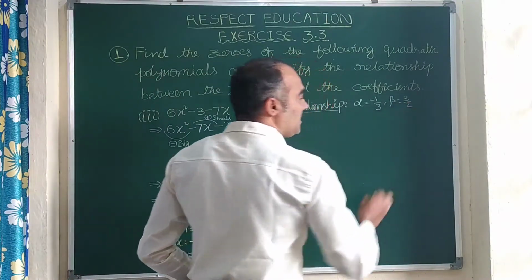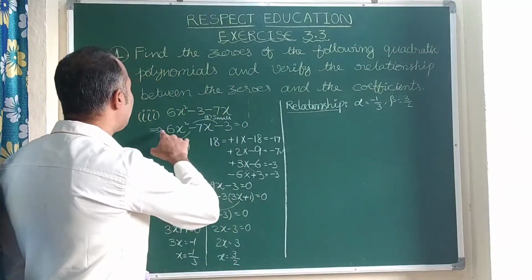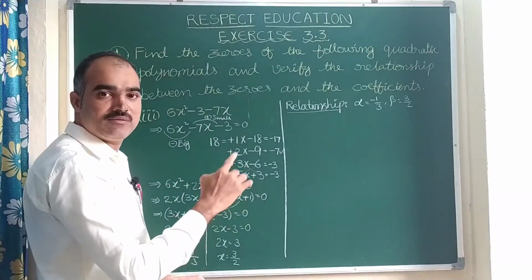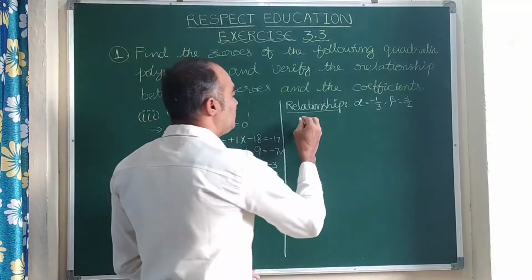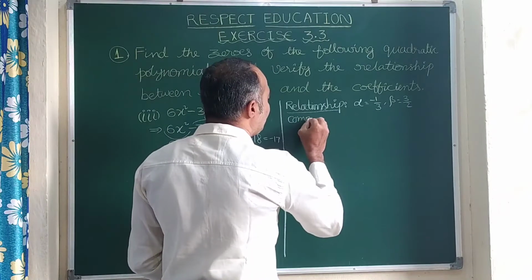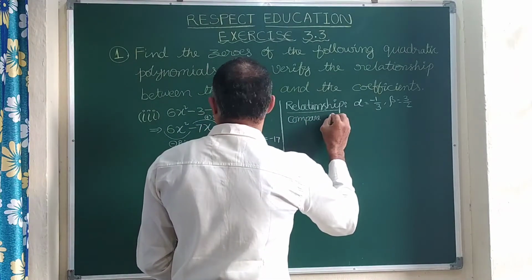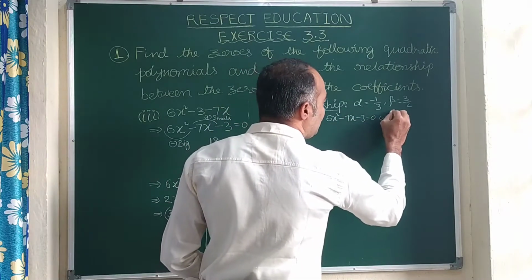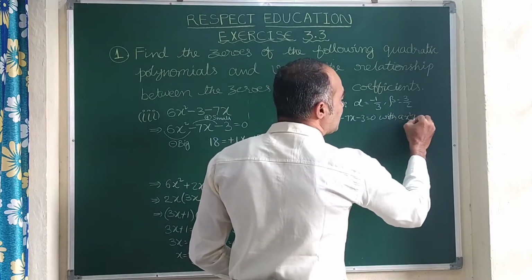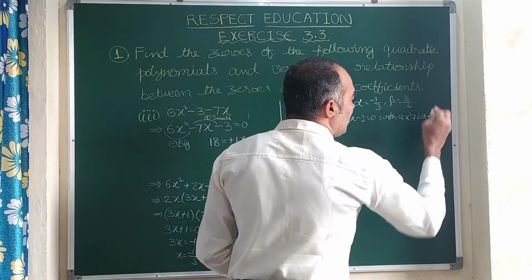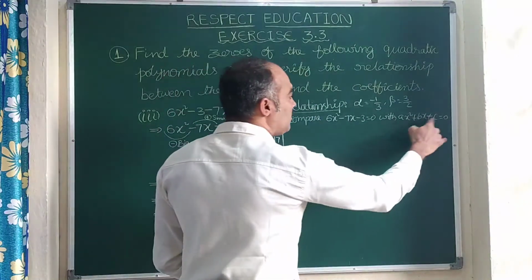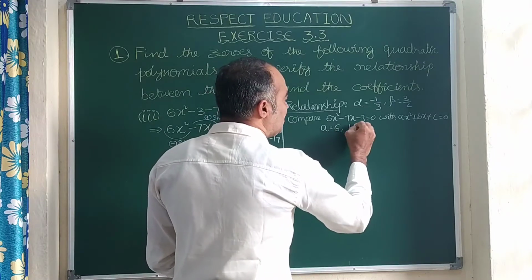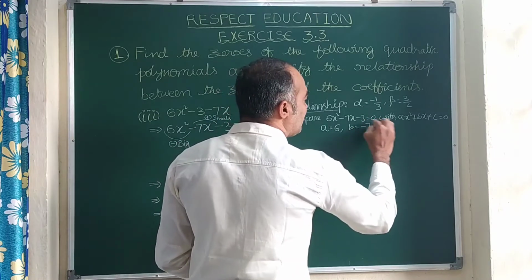Now we compare the given polynomial 6x square minus 7x minus 3 with ax square plus bx plus c, so that we get the a, b, c values. So compare 6x square minus 7x minus 3 equal to 0 with ax square plus bx plus c equal to 0. Now we get a, b, c values, which are nothing but coefficients. So a is the x square coefficient, 6; b is the x coefficient, minus 7; c is the constant, minus 3.